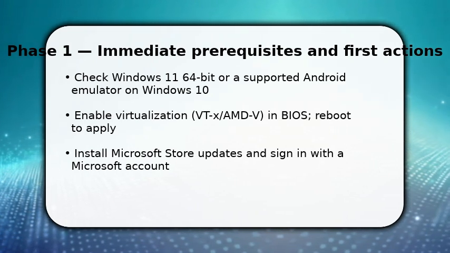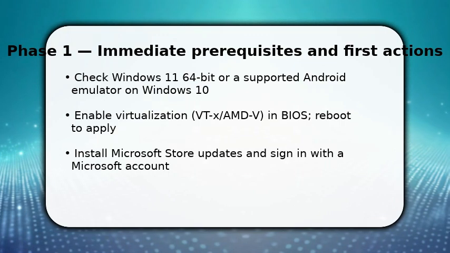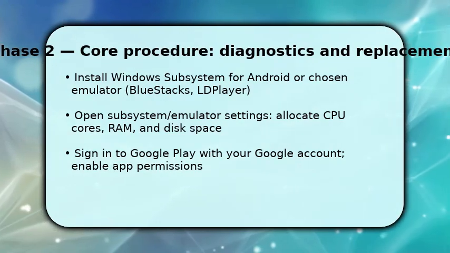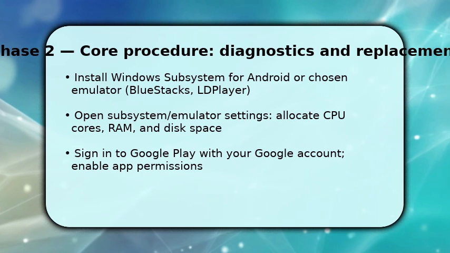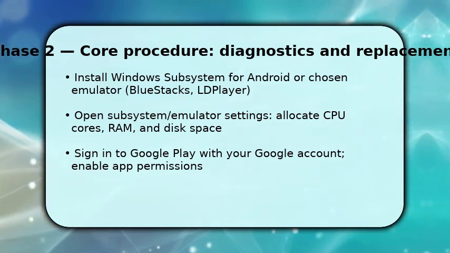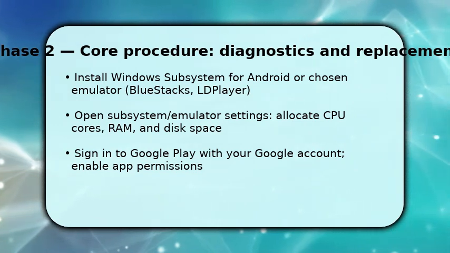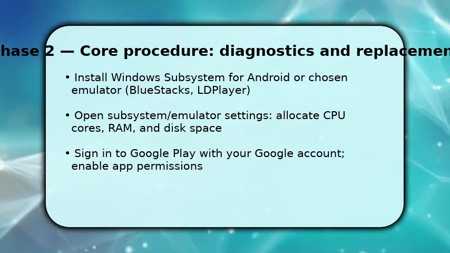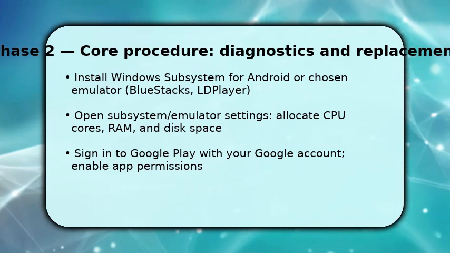Finally, download the Windows Subsystem for Android or your emulator installer. Once the subsystem or emulator installer finishes, run it and follow the on-screen prompts. You must allocate sufficient resources, assign at least 2 CPU cores and 4 GB RAM for decent performance, because under-provisioning causes lag. Next, open Android settings inside the environment, enable developer options if needed, and configure storage and network access.